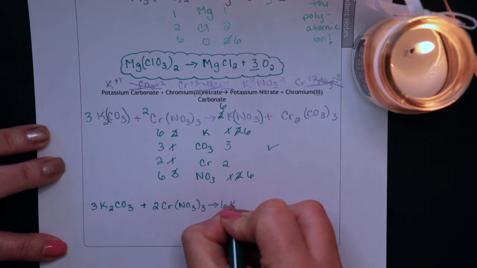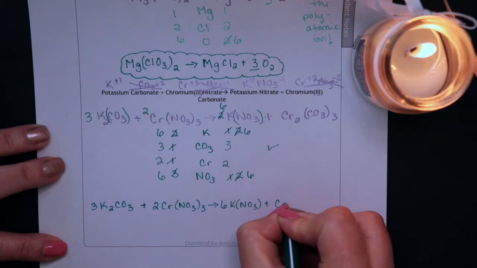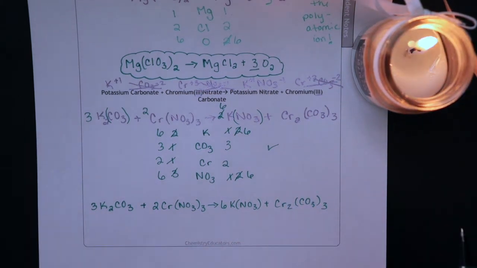Now we need to check the balancing. We have 6 potassiums on each side, 3 carbonates, 2 chromiums, and 6 nitrates. So it's actually now balanced.